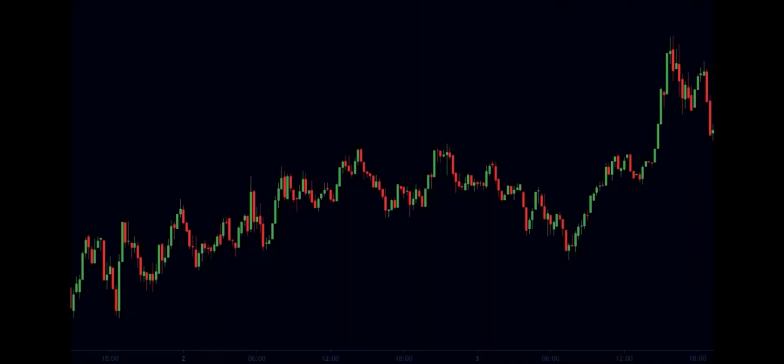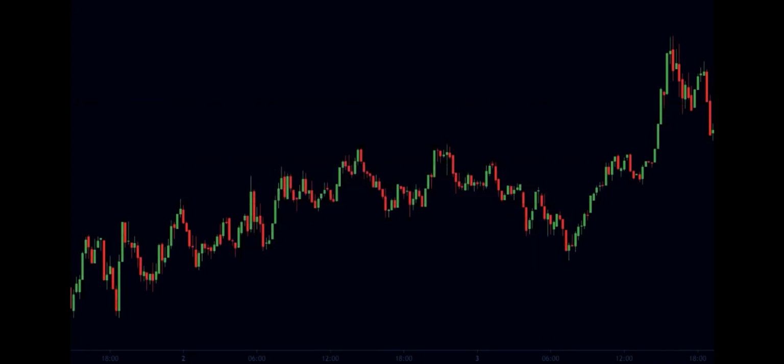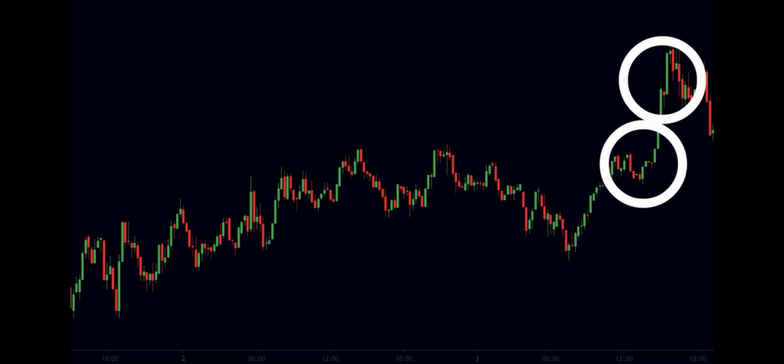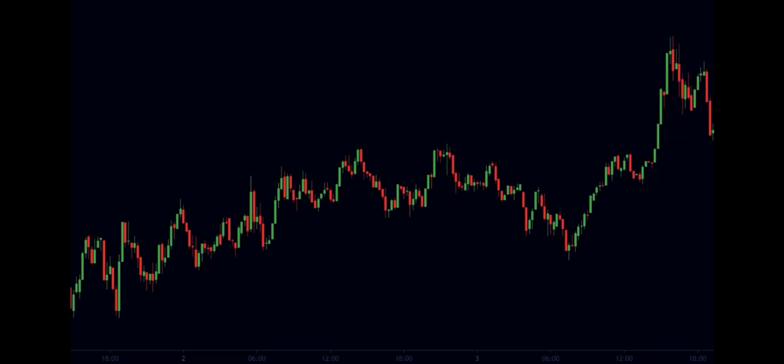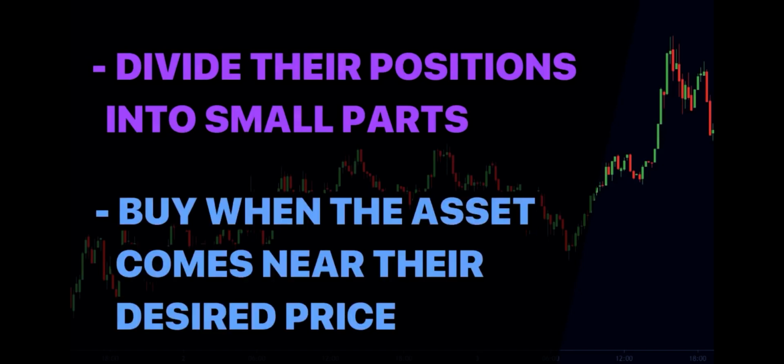The problem for them is, they cannot buy a certain amount of shares in one single order. If they do so, the price of the asset would skyrocket and their orders will get filled at a very expensive price. Hence, they divide their positions into small parts and buy when the asset comes near their desired price.